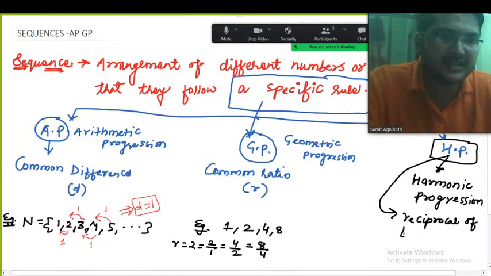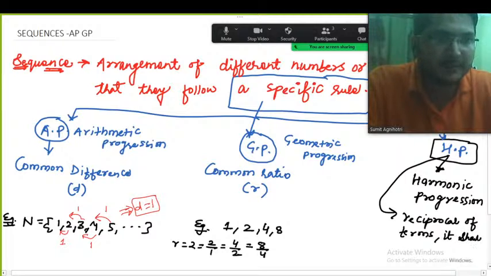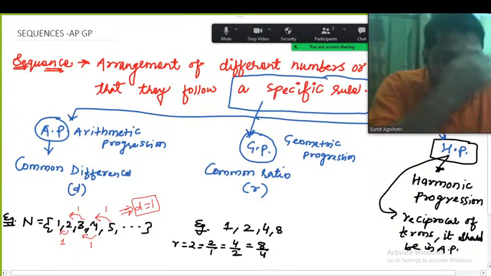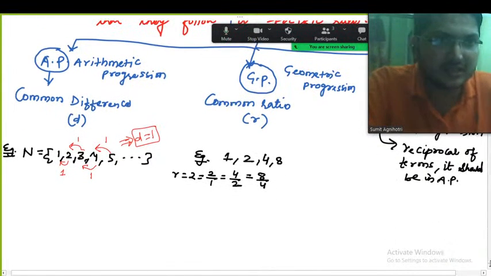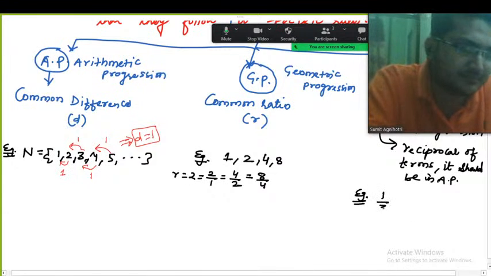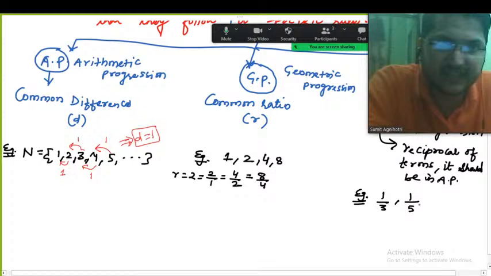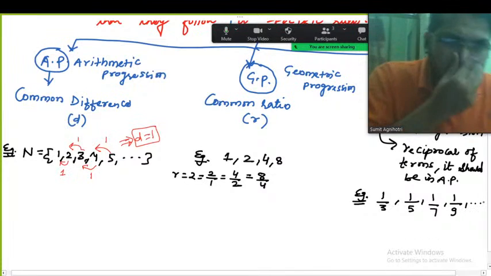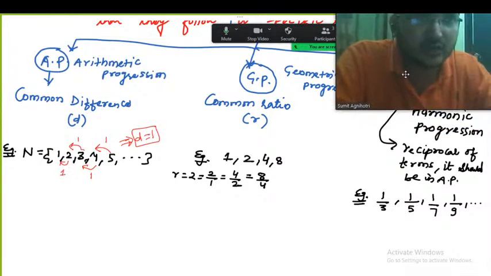If we consider the reciprocal of terms, then it should make an AP. Whatever is written in front of you, it may be anything. Let's say my example is like this: 1 over 3 is my first term, 1 over 5 is my next term, 1 over 7 is my next term, 1 over 9 is the next term, and it keeps going in a similar way. Now by observing this, you will not be able to conclude what it is.